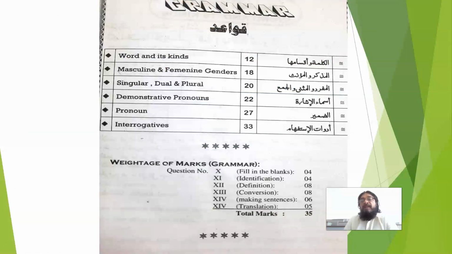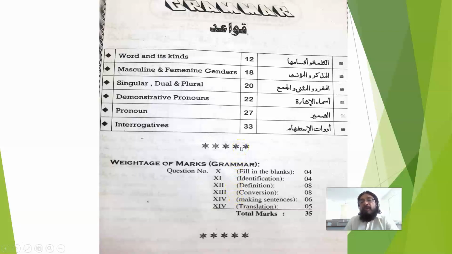So these are the lessons which are covered here. Al-kalimatu wa aqsamuha, word and its kinds. Al-mudhakkar wal-mu'annath, we are studying this one right now. Al-mufrad wal-muthanna wal-jam'u, asma'ul ishara, al-dhamir, adawatul istifham. And the weightage of marks are also mentioned here. So you can see all these later.